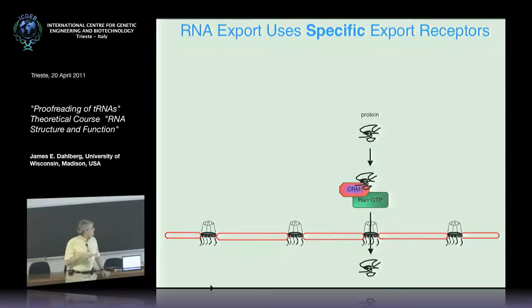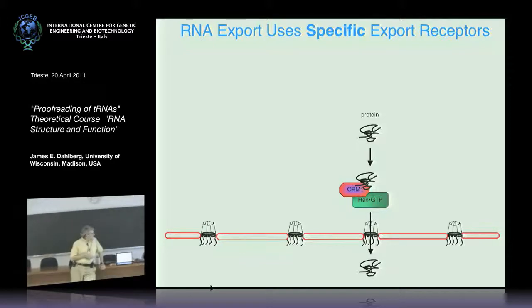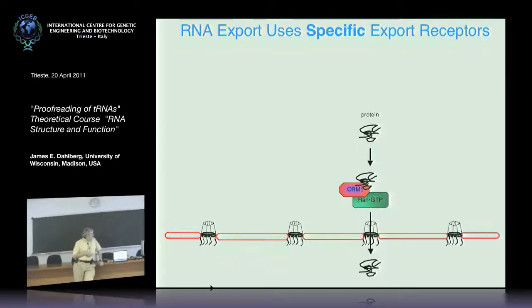Probably a dozen years ago now, several groups, primarily Dirk Gerlich in Germany, but other groups as well, isolated a number of export receptors on the basis of their ability to bind RAN GTP. And they came up with about 12 to 15 different export receptors, different proteins that would bind RAN GTP. And it turns out that each of these has a specific cargo that it likes to interact with.